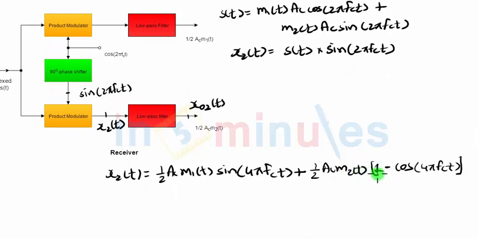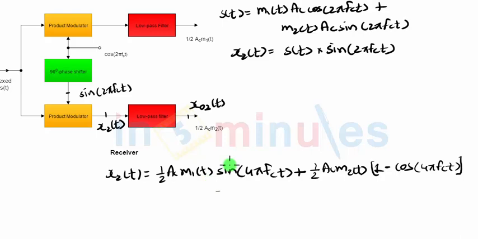If you expand the brackets, you get the first term which is going to contain only m2t, and the second term will be m2t into cos 4 pi fct, which will correspond to the frequencies present around 2fc. The first term also has frequencies present around 2fc because it is sine 4 pi fct multiplied by m1t.